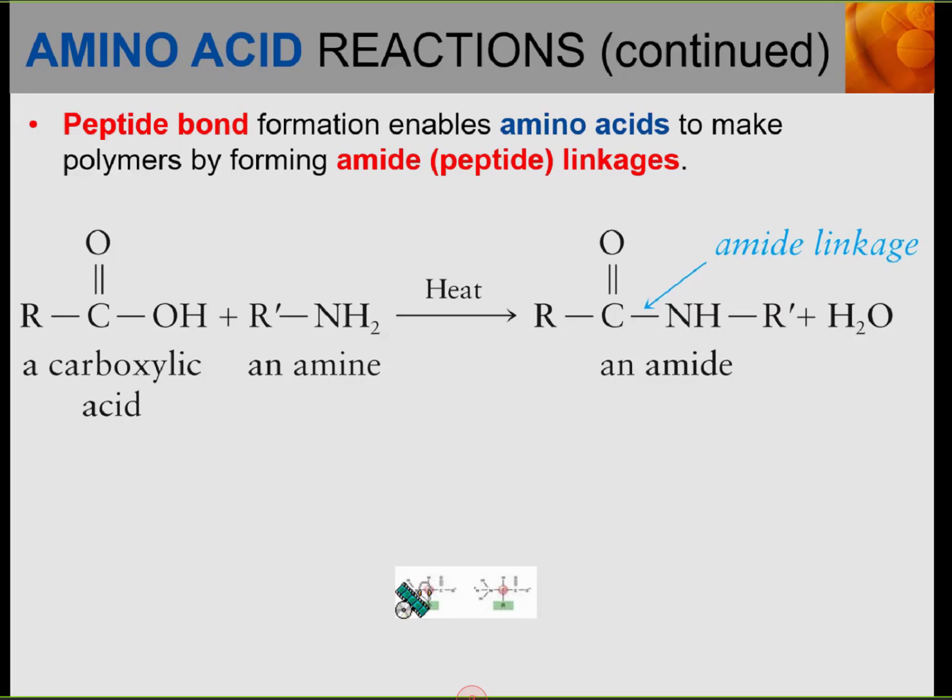It happens in humans, for example, or in animals. There's a carboxylic acid and an amine, and it makes an amide. This carbon-nitrogen bond on the right in the product, we call an amide linkage. You know that again from chapter 16, but it's also called a peptide linkage because it is the very reaction that we need for amino acids to combine to make peptides, polypeptides, larger, and proteins, even larger molecules.